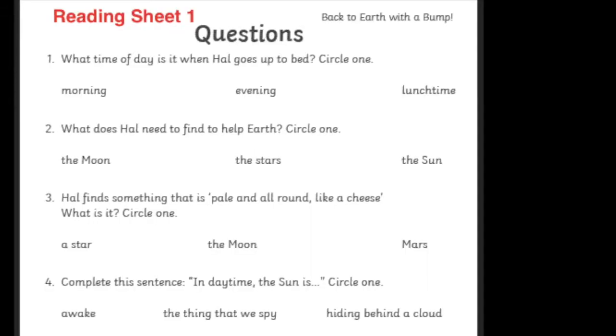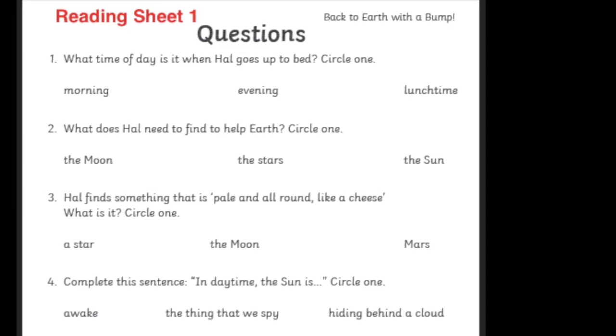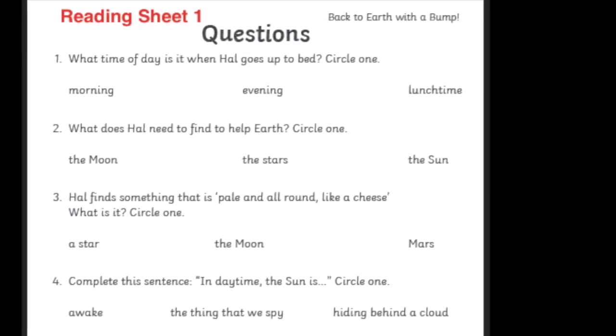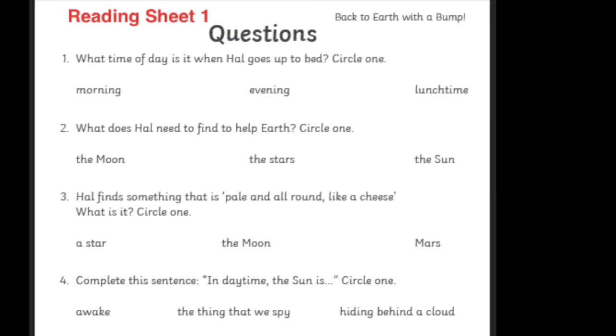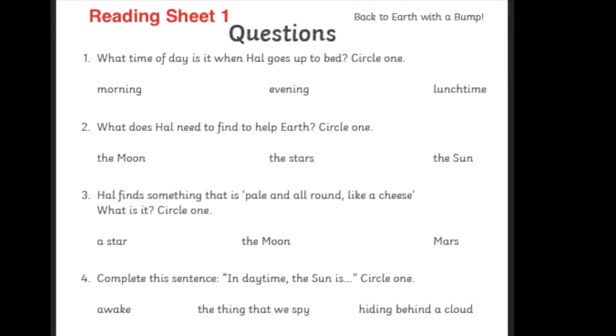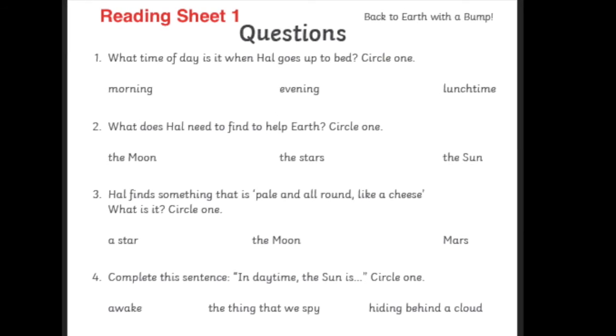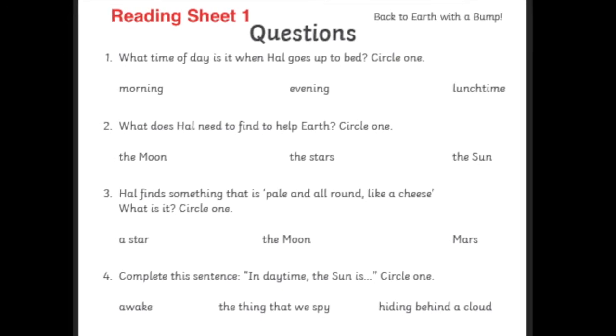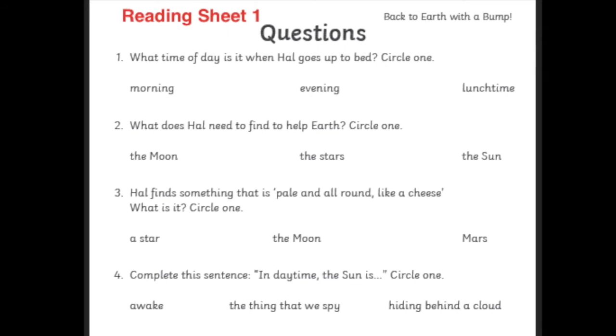Alright, on Wednesday, you need to have reading sheet number 1. It looks about like this. And you'll also need to, again, have your copy of Back to Earth with a Bump. And you're just going to be answering some questions based on the text. So you've got 3 choices here in each of your questions. I'll read the first one out to you.